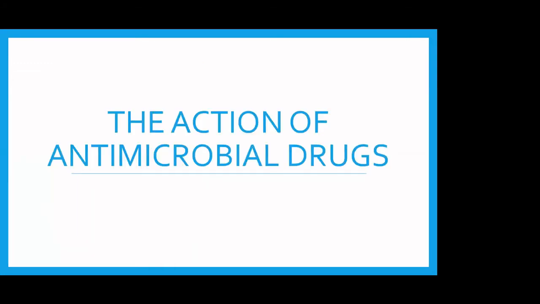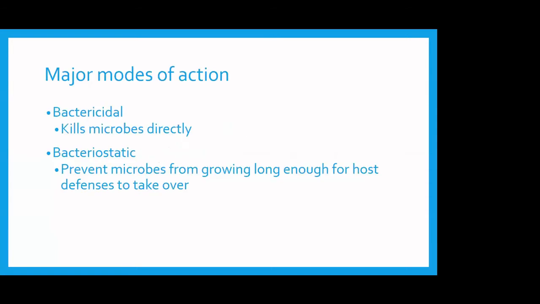All right, let's talk about the action of antimicrobial drugs. Some of the key points of action of antimicrobial drugs are very similar to the points of action for disinfectants and sterilization agents and things like that. So there are two different ways that antimicrobial drugs can work. The first one is being bactericidal, so directly killing microbes, right? Cidal means death. Or some antibacterial drugs can be bacteriostatic.